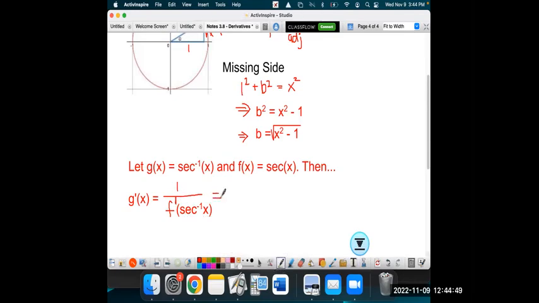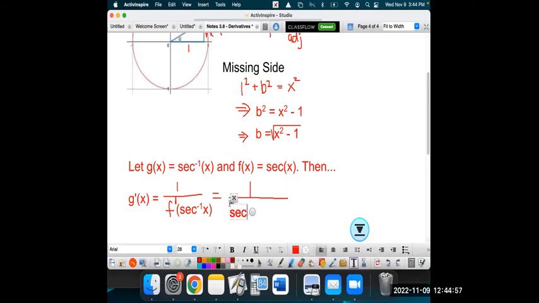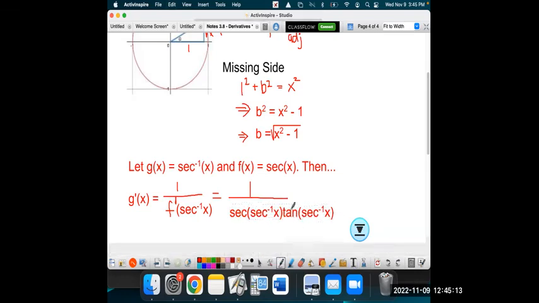And let's take the derivative of f. F is secant. What's the derivative of secant? Secant tangent. Just keep in mind here that the input is actually secant inverse. So even though I have secant tangent, secant inverse goes inside of both of those. Okay. I know that secant and secant inverse, since they're inverses, they cancel, and I'm left with 1 over x there.